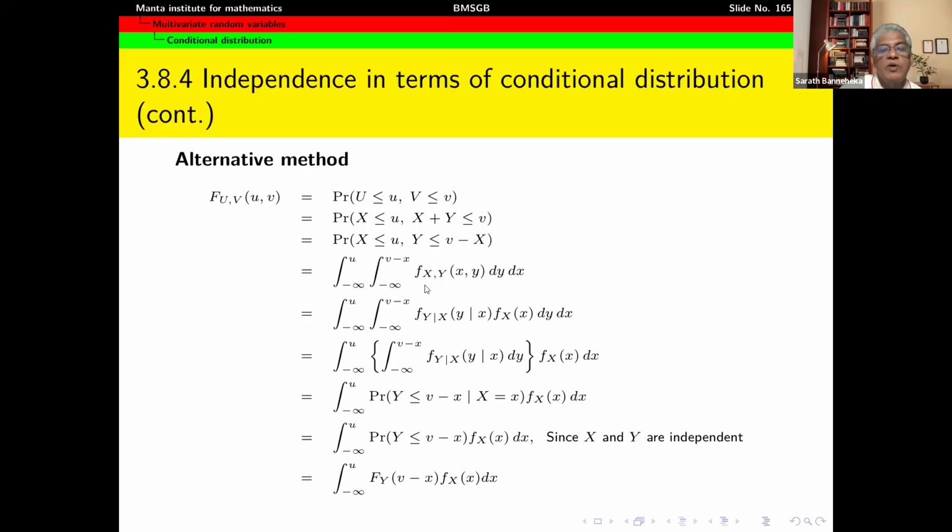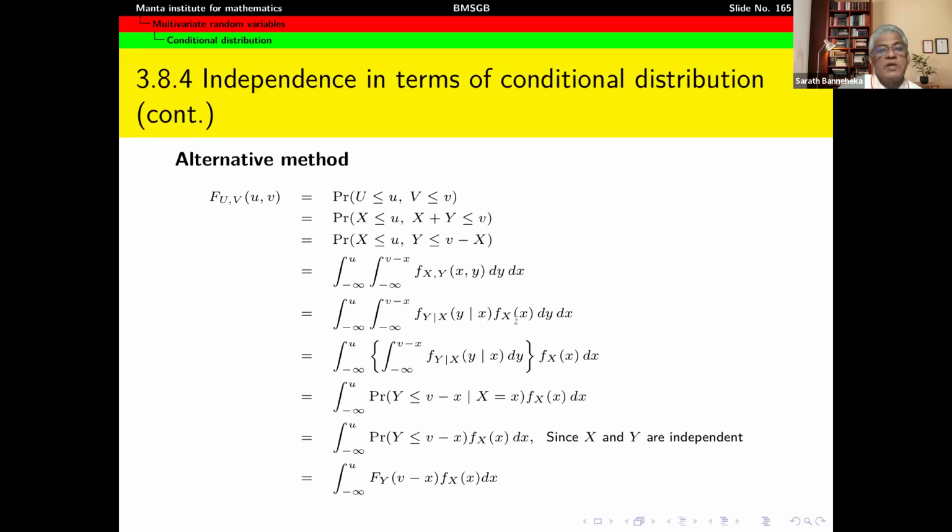But now if somebody wants, you can write this one in terms of the conditional distribution, right? The conditional distribution of y given x times f_X(x). That is generally the correct formula, because we know that the conditional distribution is equal to this thing divided by this. Therefore, this one we can write as the product of these two.